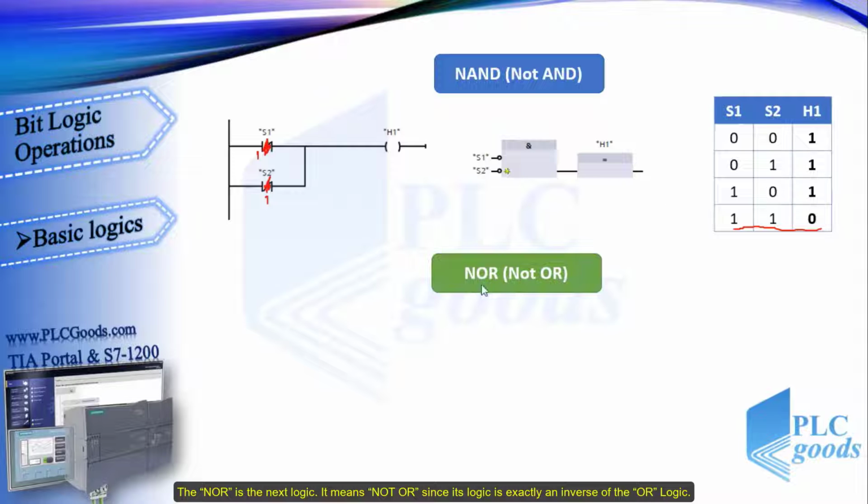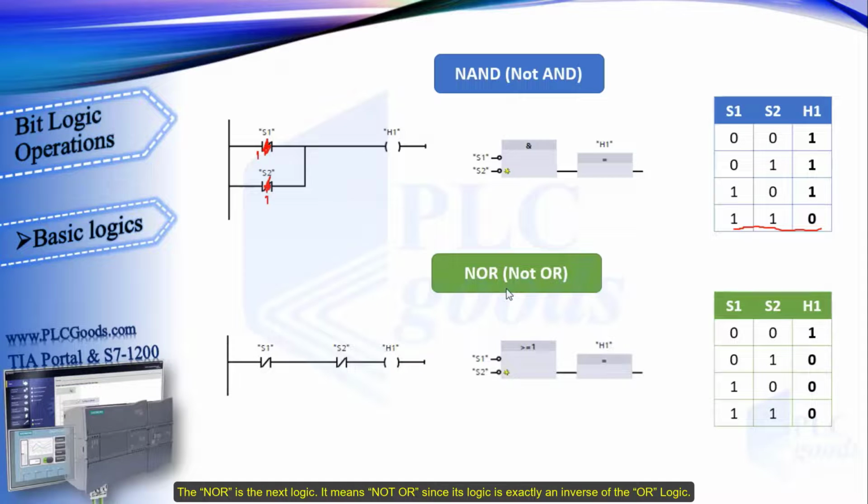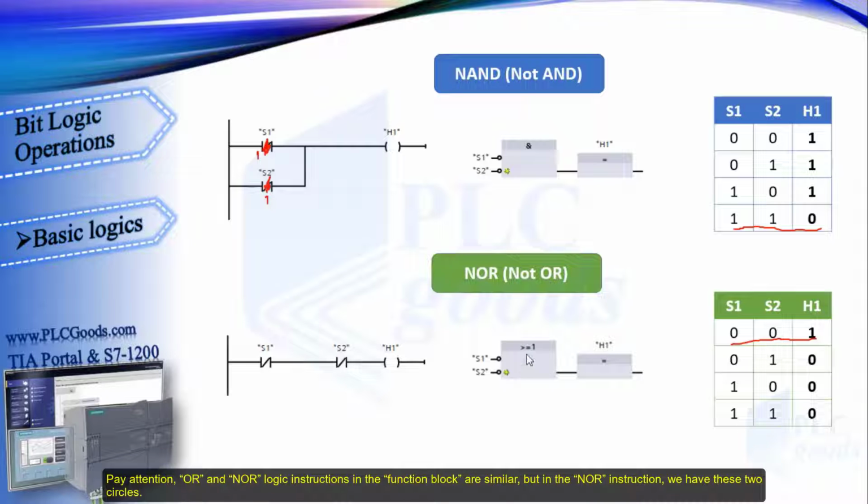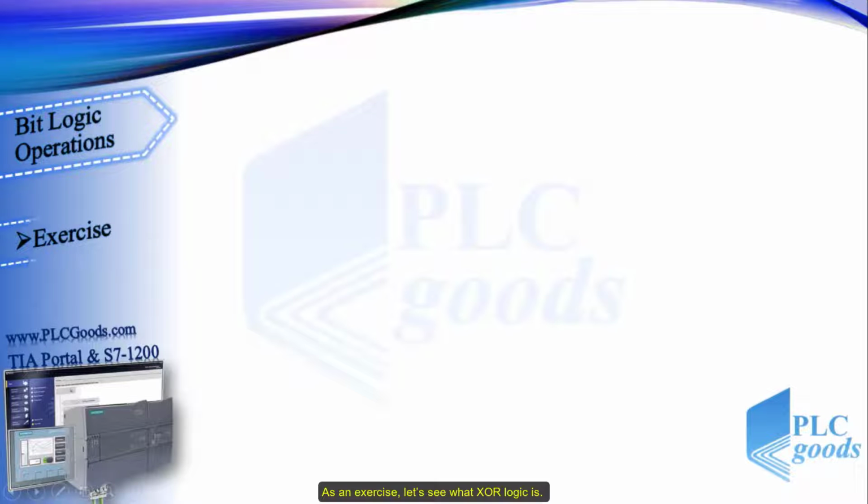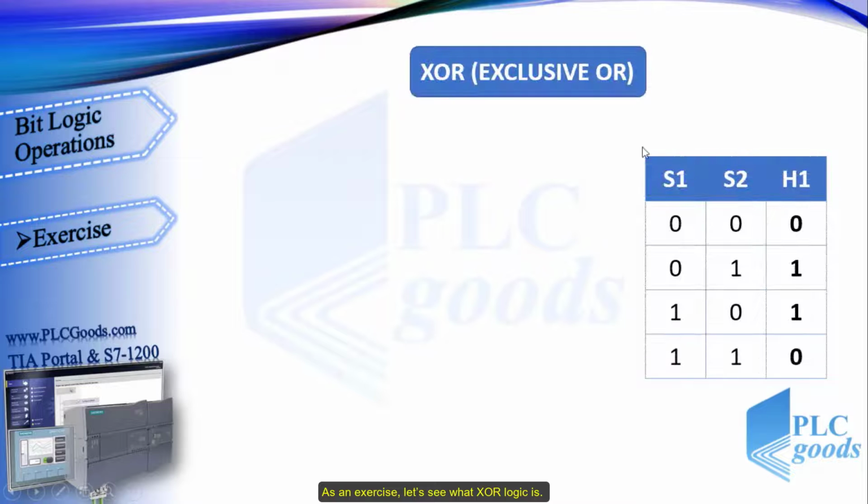The NOR is the next logic. It means not OR, since its logic is exactly an inverse of the OR logic. In this logic, the output will be on only when both contacts are off. Pay attention, OR and NOR logic instructions in the function block are similar, but in the NOR instruction, we have these 2 circles.